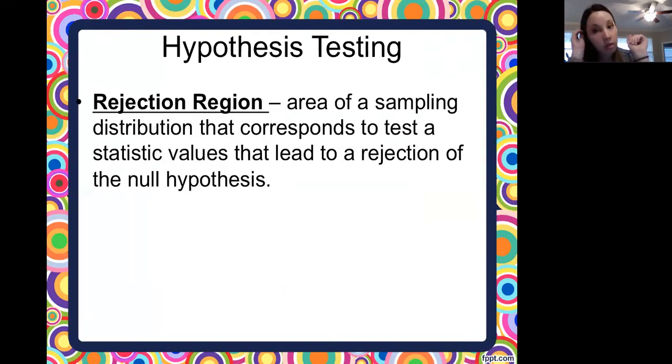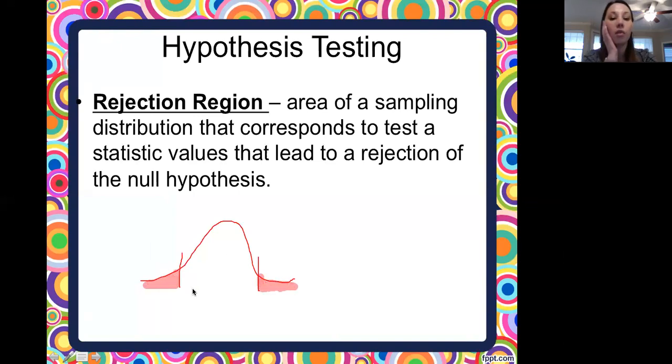So the rejection region, I've been throwing that word around a lot. Here's the definition for it. It is the area of the sampling distribution that corresponds to test statistic values that lead to a rejection of the null hypothesis. So the rejection region is the point at which we begin to see significant results. I keep drawing this lovely bell curve, and I advise you to do the same when you're working out your problem so you can visually see what's going on.